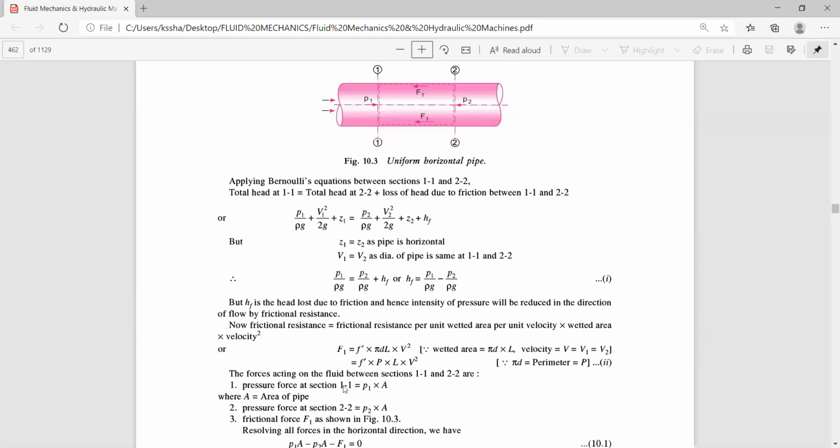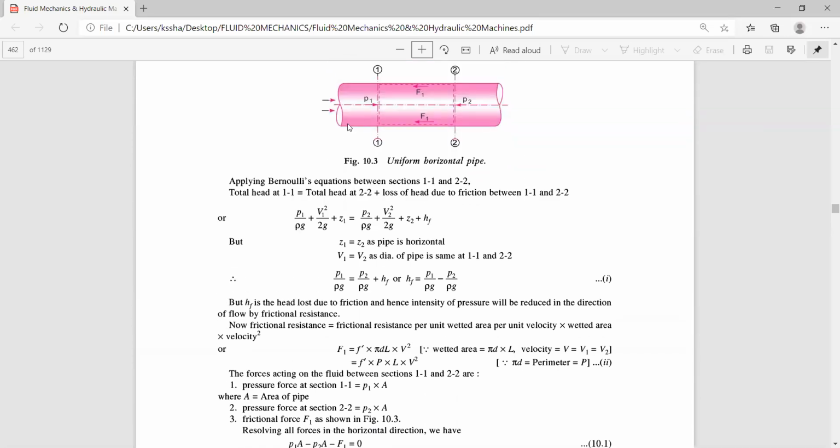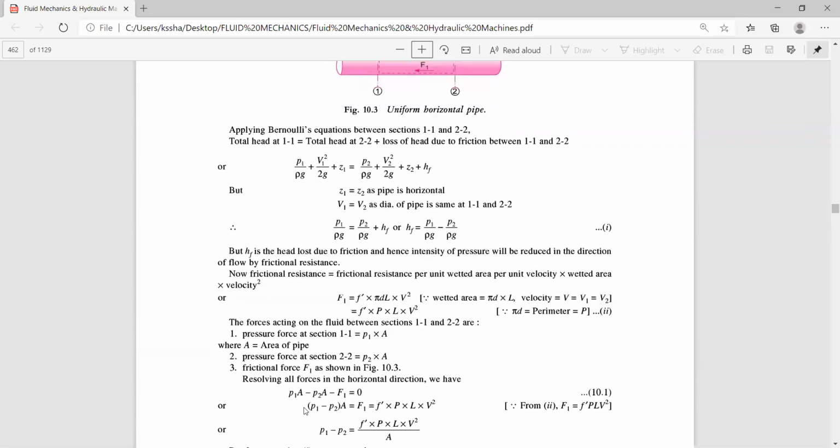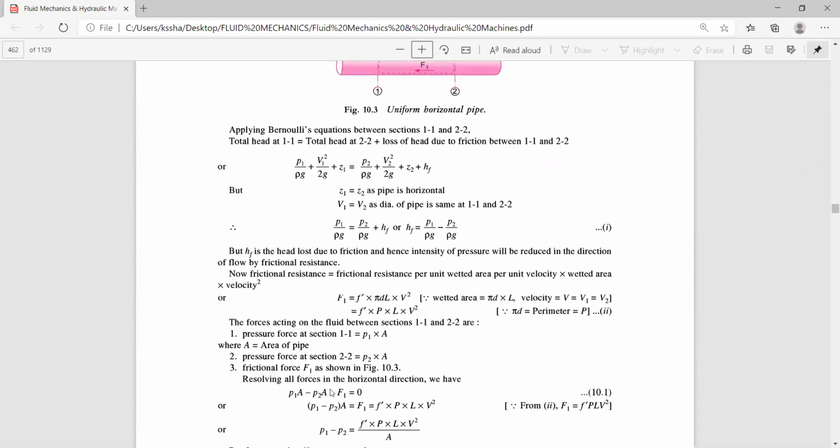Now the frictional force F1, as shown in figure 10.3, is in the opposite direction. So what will it be equal to? P1 into A minus P2 into A, because P1 is acting in the right direction and P2 is acting in the left direction. So P1 into A minus P2 into A minus F1, since F1 is also acting in the left direction, is equal to 0. So what will be your equation? P1 minus P2, A is common, equal to F1.